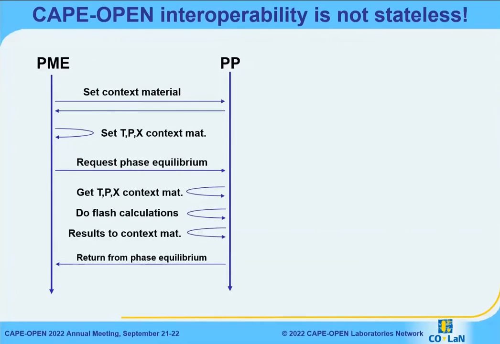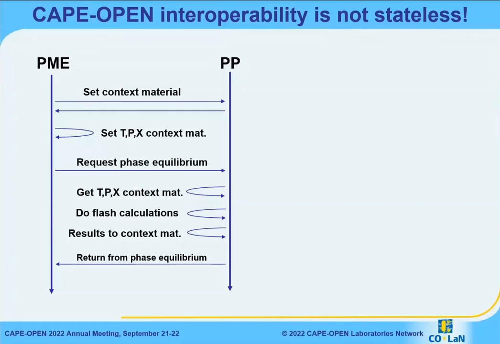So let's start with the state part. Here you see the interaction between a PME and a Property Package Bmc on which a flash is calculated. This works by the PME setting a context material on the property package. The PME then sets the temperature, pressure and composition, for example, on the material context, and then it calls the property package again with the request to perform phase equilibrium.